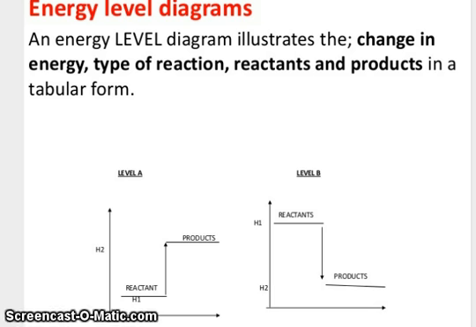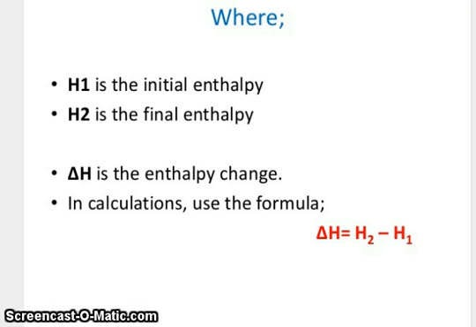So friends, energy level diagram. An energy level diagram illustrates the change in energy, types of reaction, reactants and products in a tabular form. You can see here reactant, product, reactant and product, two different conditions. Now where H1 is the initial enthalpy, H2 is the final enthalpy. Delta H is the enthalpy change. In red you have seen delta H is equal to H2 minus H1. In calculation use the formula.